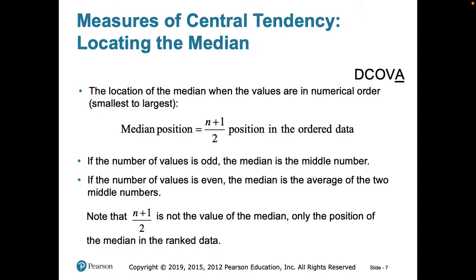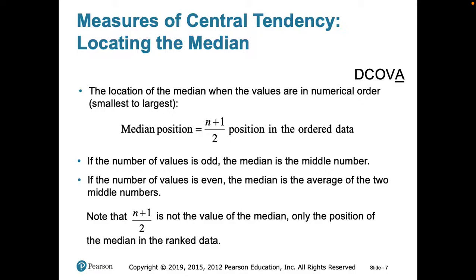So to locate the median is really simple. We have this formula. The median position is going to equal the number of observations that you have plus 1, and then you divide that by 2. If the number of values is odd, then the median is going to be the middle number, like on the one we have, right? We have 5 observations. The median is always going to be the middle number.